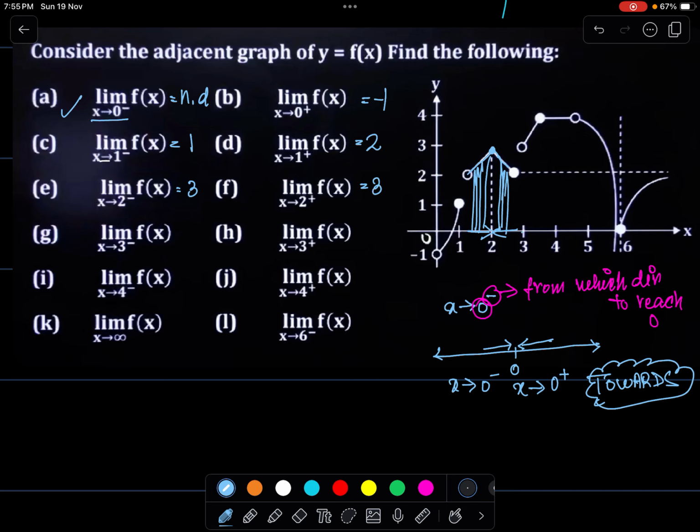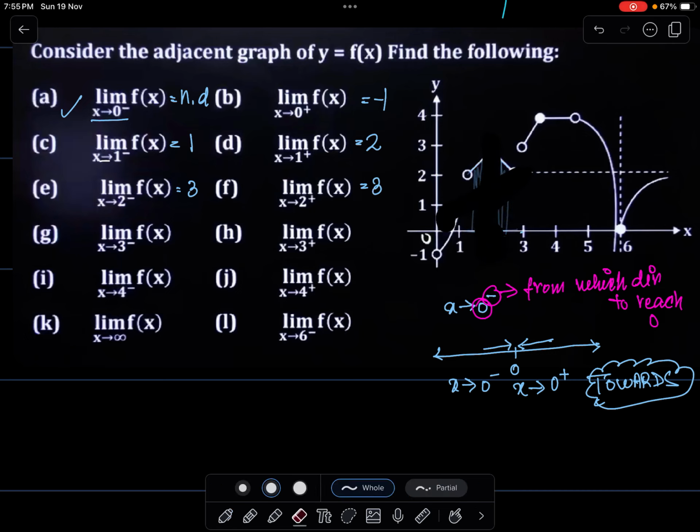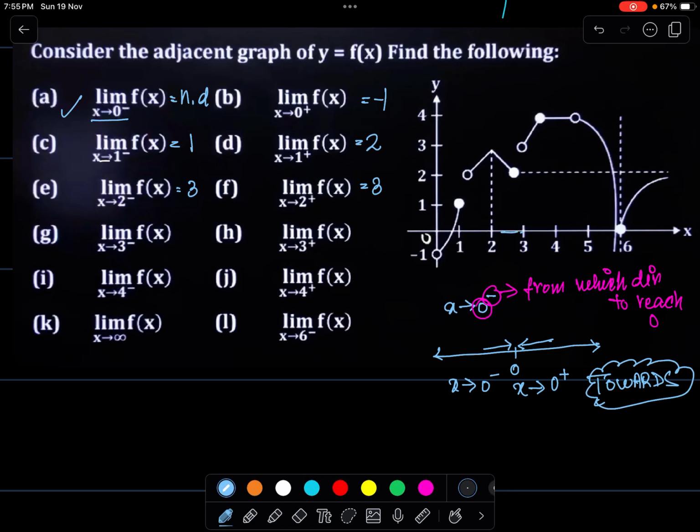Now let's come to 3. When I come to 3, I observe that from the left hand side, when I move, the function is taking the value as 2, and here when I am moving from the right hand side, if you observe the curve, the function is moving towards 3. You have to look at the y coordinate, not the x one, for getting the limit.